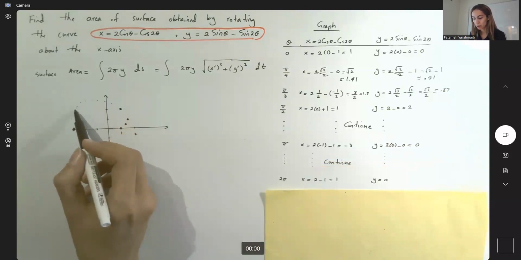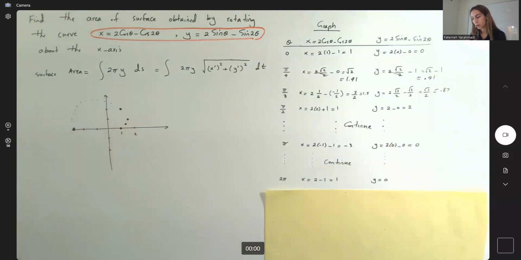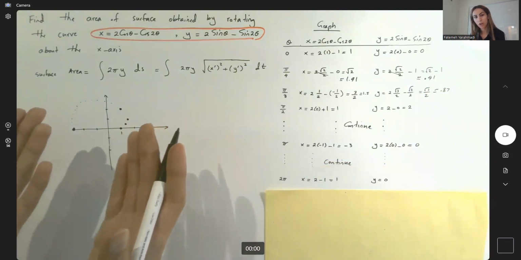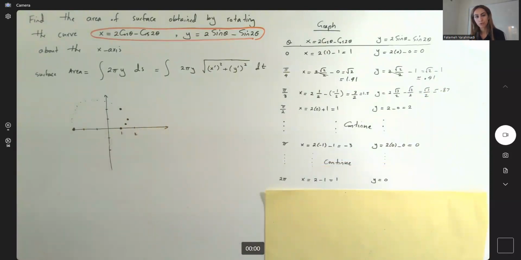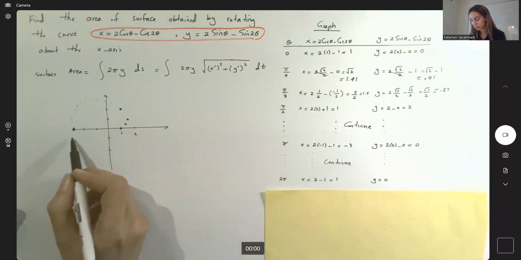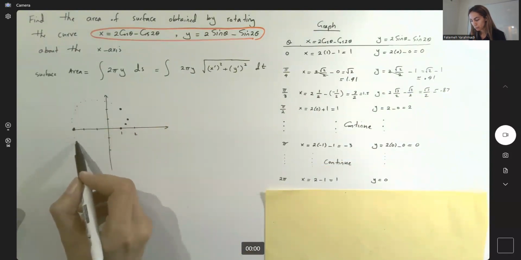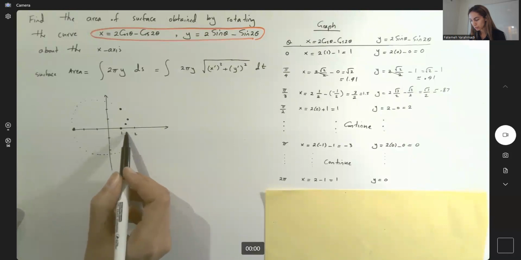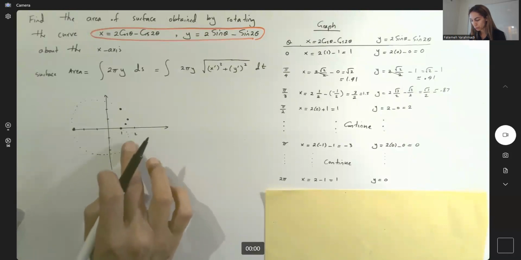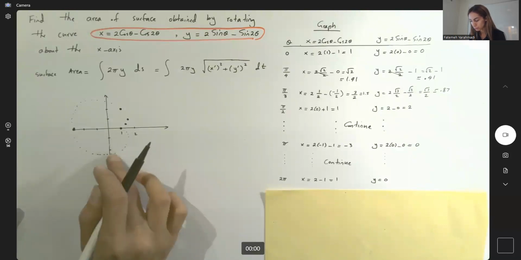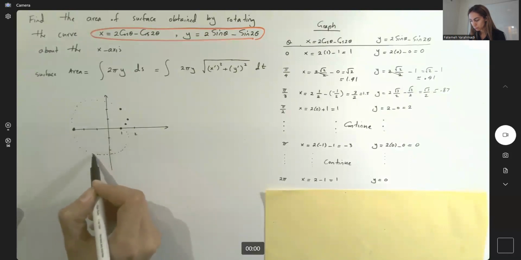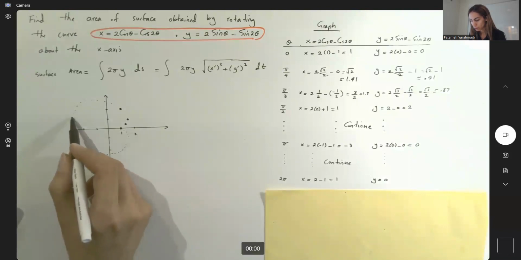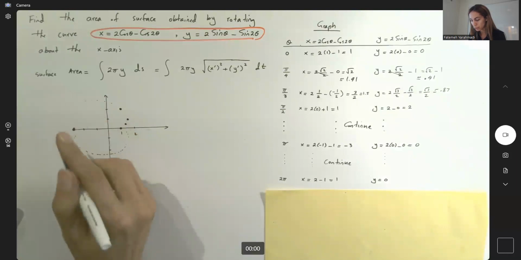Once you feel comfortable with parametric objects like this, the rest of them should be easy for you. If I plug in, for example, 2 pi, I get 1 and 0 back. So again, by plugging in more values, you see the object behaves like this. So let me make sure my points are here. Some of them are negative, some of them are positive.